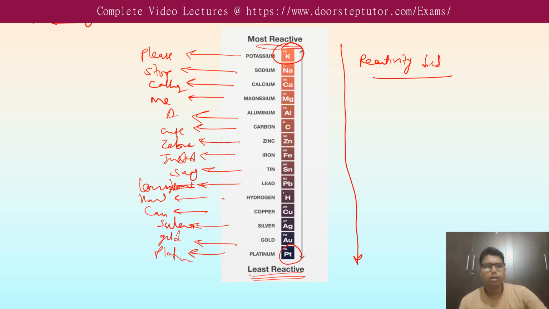So what is the mnemonic? Please stop calling me a cute zebra. Instead, say learning how can Selena make gold and platinum. So this is how you can remember the reactivity series.